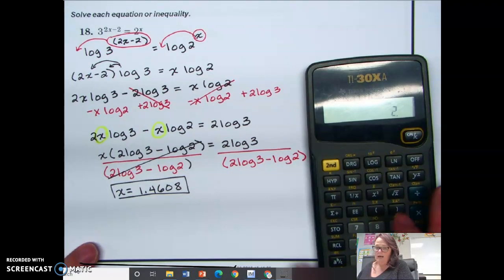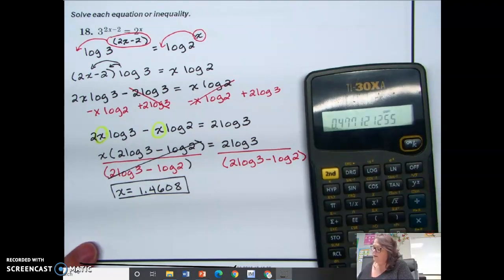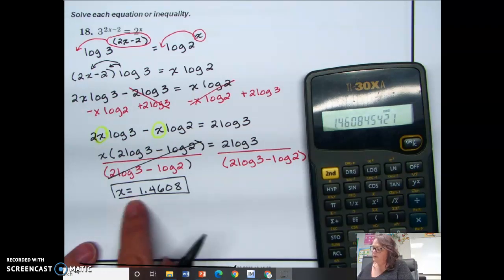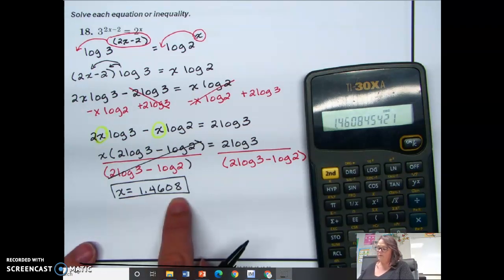So I have 2 times, and then we're going to do 3 log, divided by parentheses, 2 times 3 log, minus 2 log, close it, and equals, and we get 1.4608.